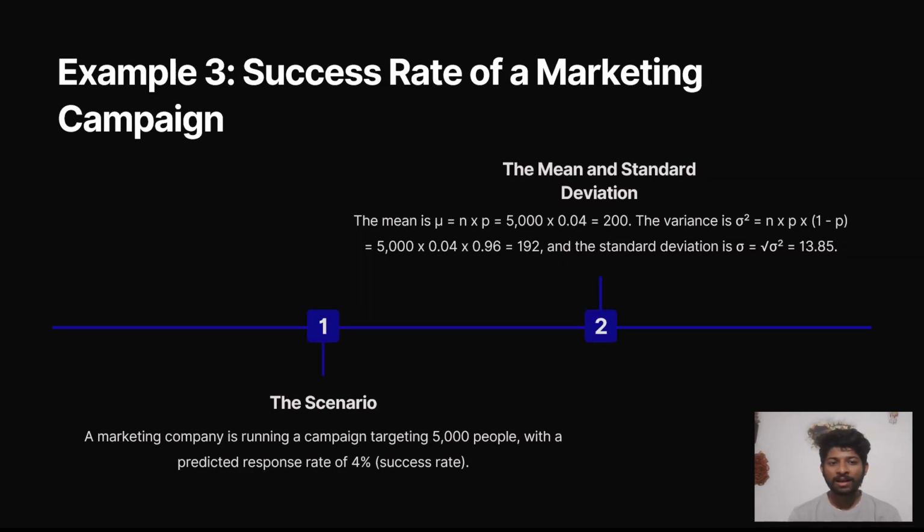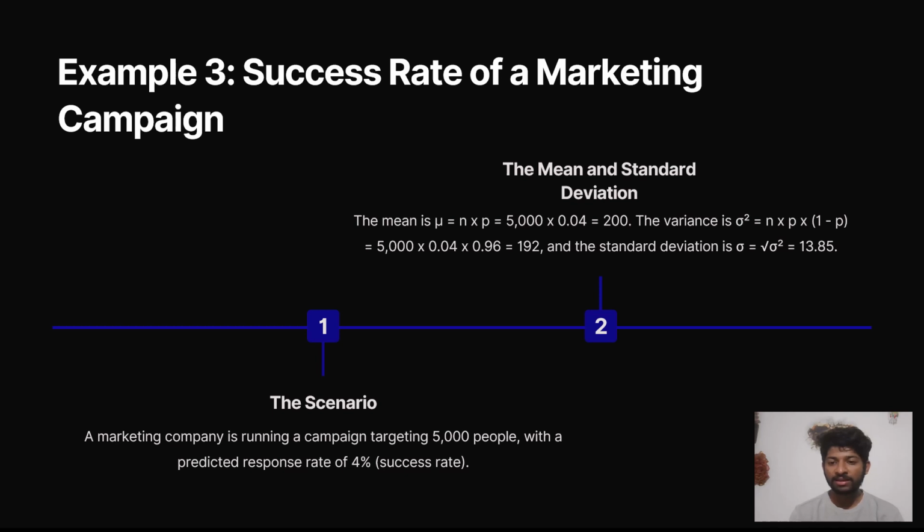So here is another example. Example number 3. Success rate of a marketing campaign. The scenario: a marketing company is running a campaign targeting 5,000 people with a predicted success rate of 4%. The success rate is given as 4%. So the mean and standard deviation of this have to be calculated. The mean mu is equal to n into p, where the number of people targeted is 5,000. So n is equal to 5,000 and the probability of success is 4%. So we get the mean as 200.